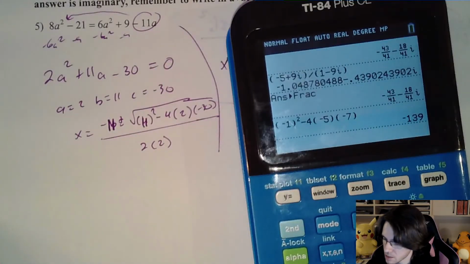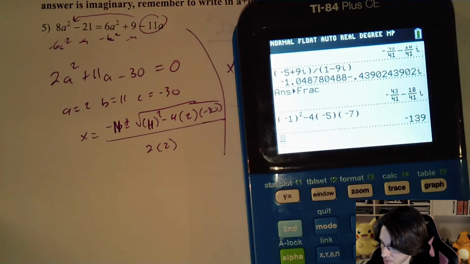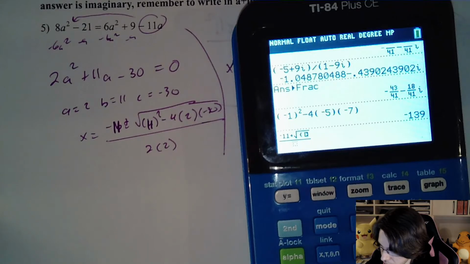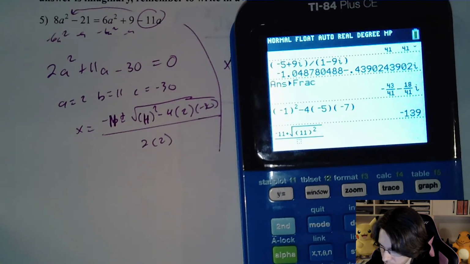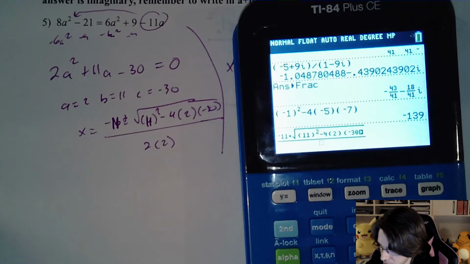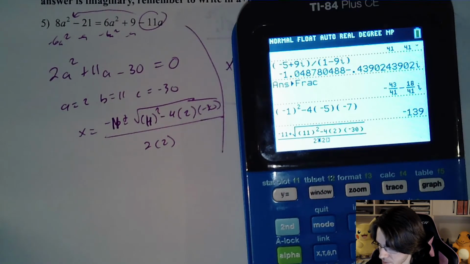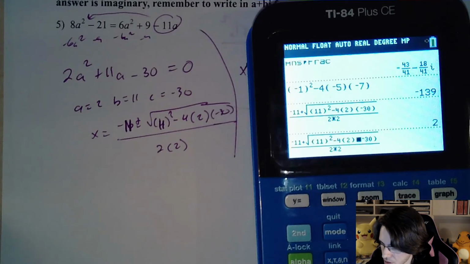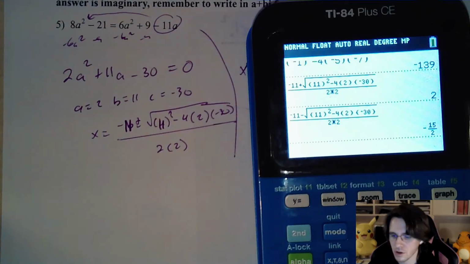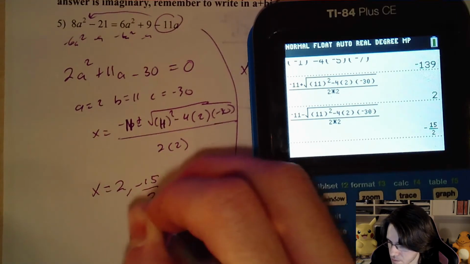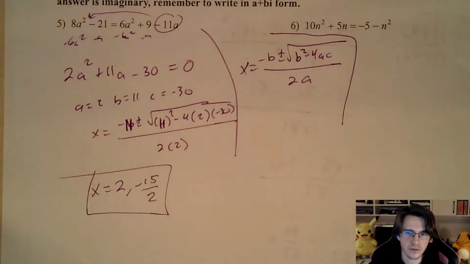Let's do it. So we have negative 11 plus the square root of 11 squared minus 4 times 2 times negative 30, all divided by 2 times 2. We get 2 for one of our answers. And if we highlight this positive and change it to a negative, you get negative 15 over 2, and those are our 2 answers. Nice and easy with our quadratic formula.